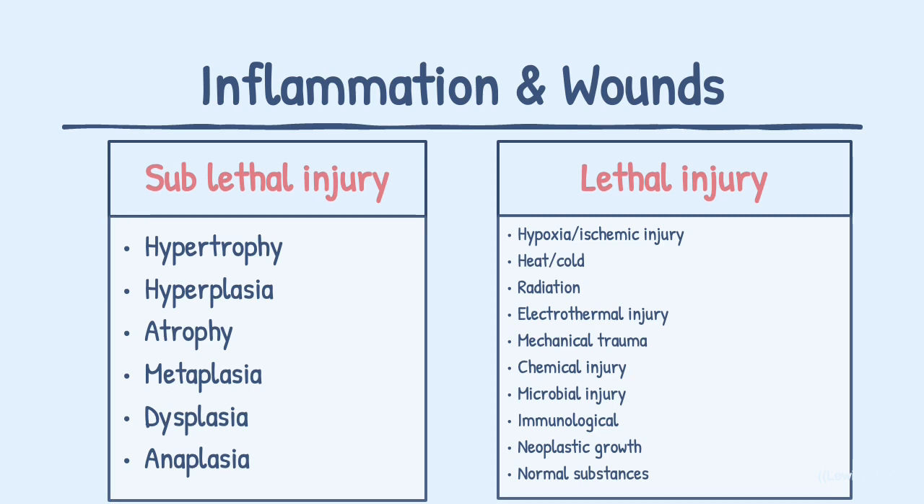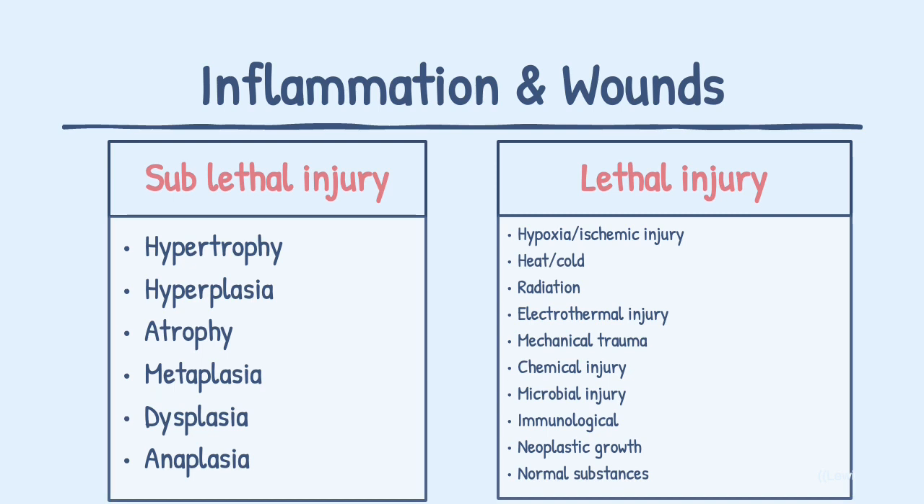Sublethal injuries alter the function, but don't actually cause cell death. Lethal injury is an irreversible process that causes cell death, and this happens when there are changes within the nucleus of the cell and there's a rupture of the cell membrane. In a sublethal injury, cellular adaptations take place, which is often a normal part of the physiological process. And these are listed here on the table on the left.